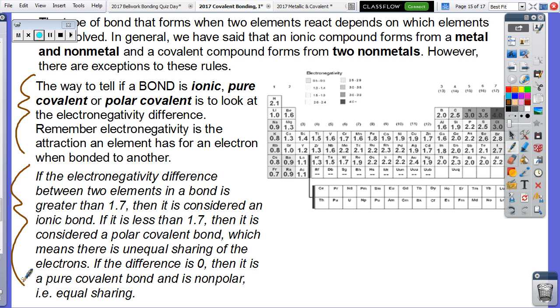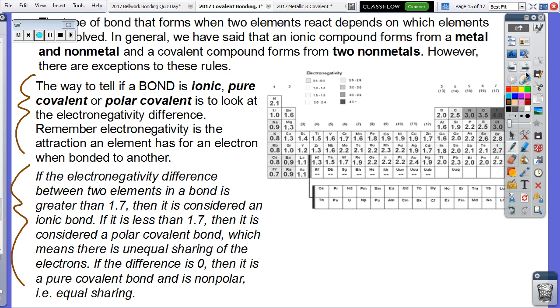If the electronegativity difference between them is greater than 1.7, that means that one of those elements is such a big bully, it actually stripped the electrons away from the other one, so that's an ionic bond. If it's less than 1.7, then it's considered polar covalent. Polar because they're not sharing equally. And then if their electronegativity difference is 0, it is the same element attached to the same element. And that is called a pure covalent bond, or nonpolar.